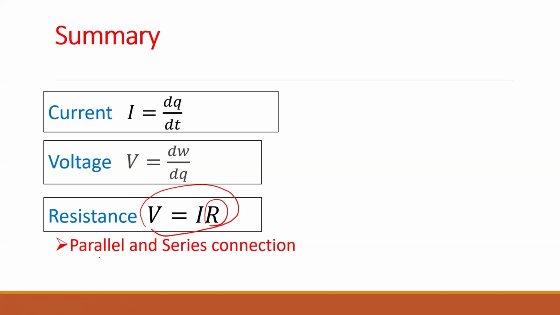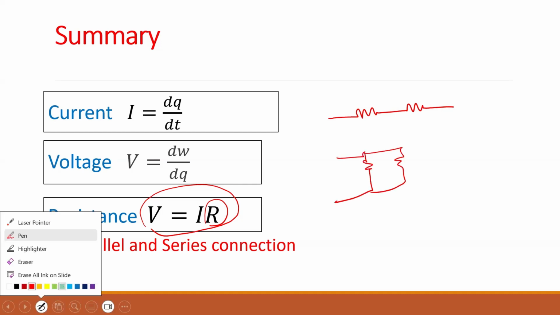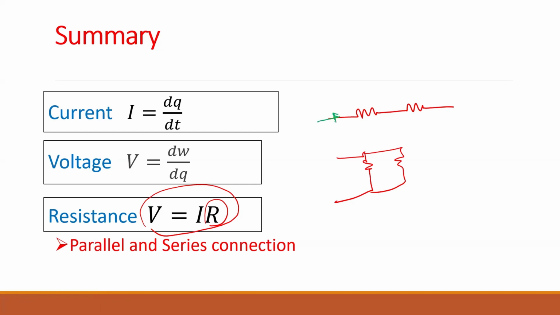And then we'll discuss parallel and series connection of resistors. So when the resistors are connected like this, we call them in series. And when the resistors are connected like this, we call it in parallel. When the resistors are in series, both the resistors have the same current. But when the resistors are in parallel, current will split between the resistors.